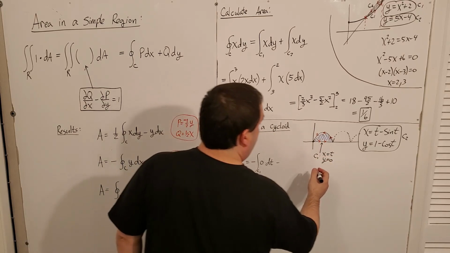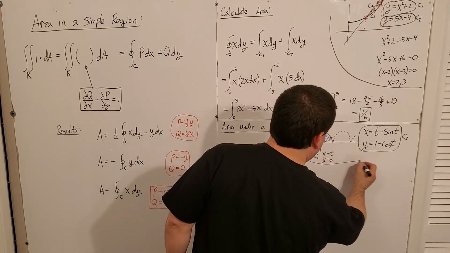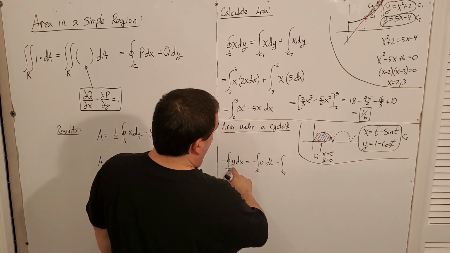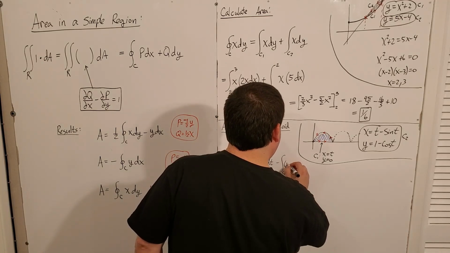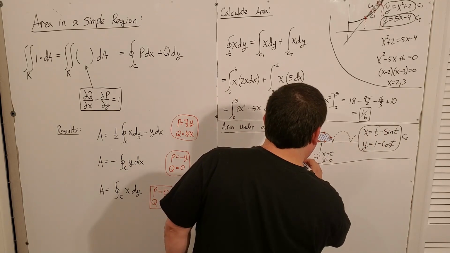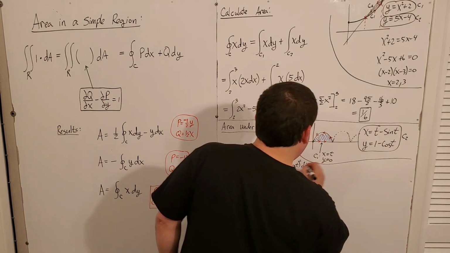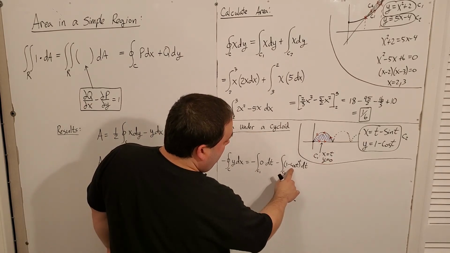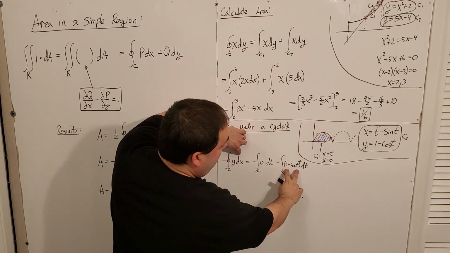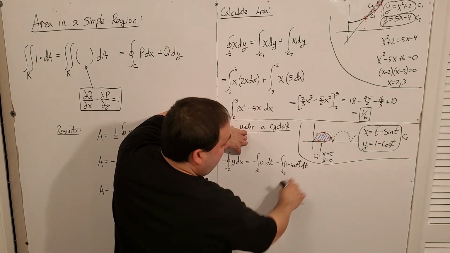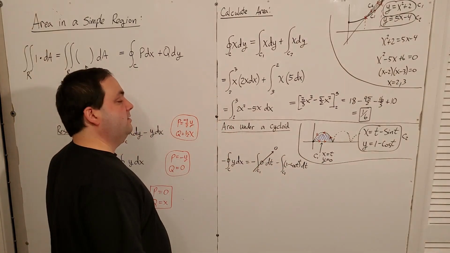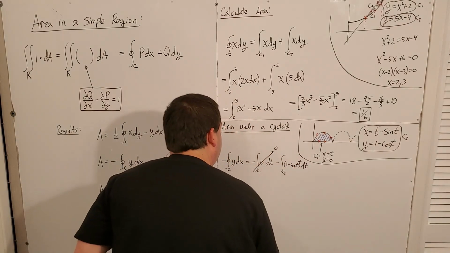Minus, and then I've got my second integral there for curve 2. Integral on curve 2, y dx. y is 1 minus cosine t. dx is also 1 minus cosine t, so it'll be squared dt. So it's 1 minus cosine t squared dt, right? This one is 0. That's nice. And I'm just doing this integral here.